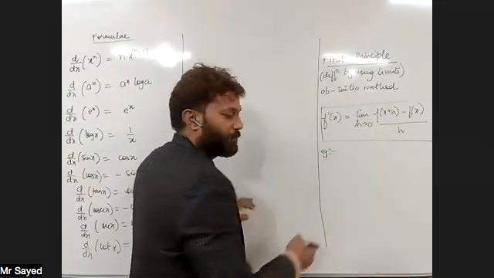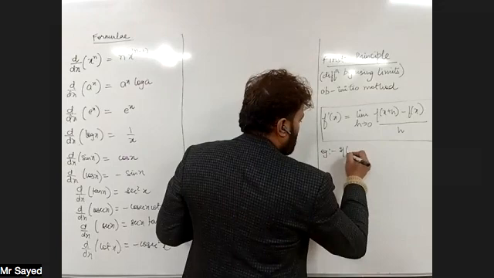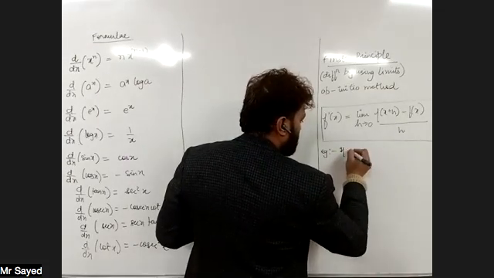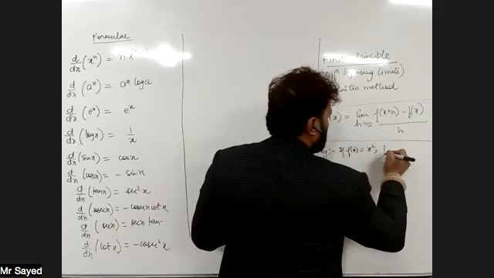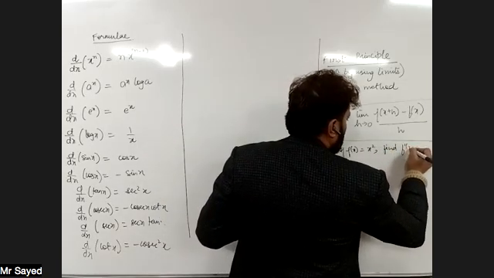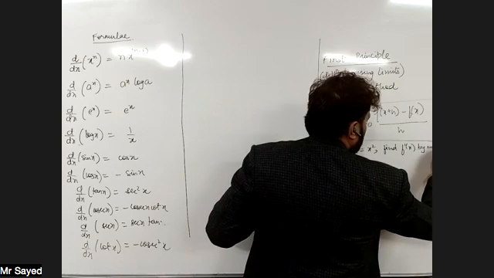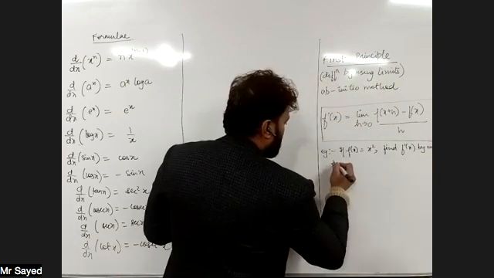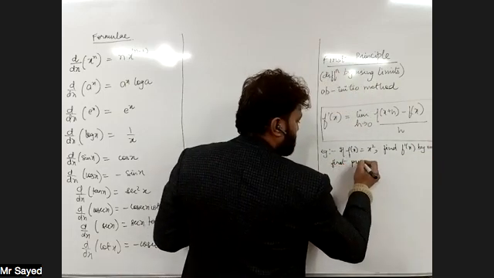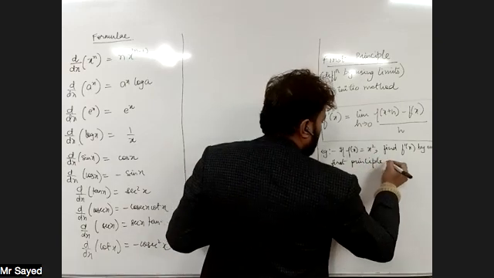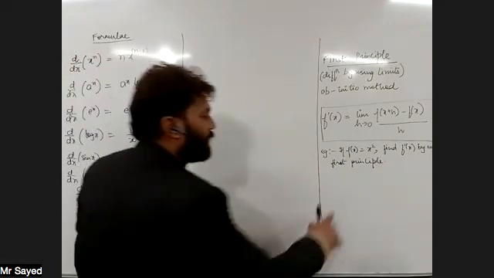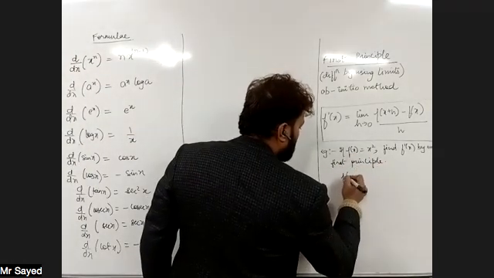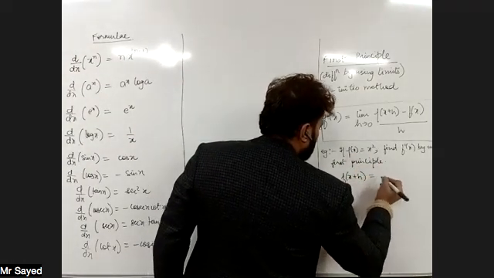Look very carefully. If f(x) is equal to x square, find f dash x by using first principle. f(x) हमें given है, we need to find out f dash x by using first principle. f(x) is x square. What will be f(x plus h)?